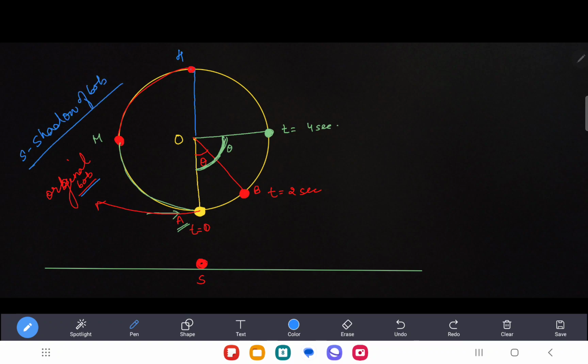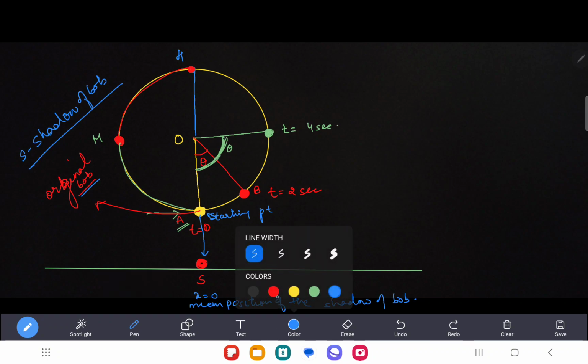Understood or not? Okay. So when this bob is at its starting position, the shadow is right here. And I will say this is the mean position of the bob. This is the mean position of the shadow of the bob. Can I say that?